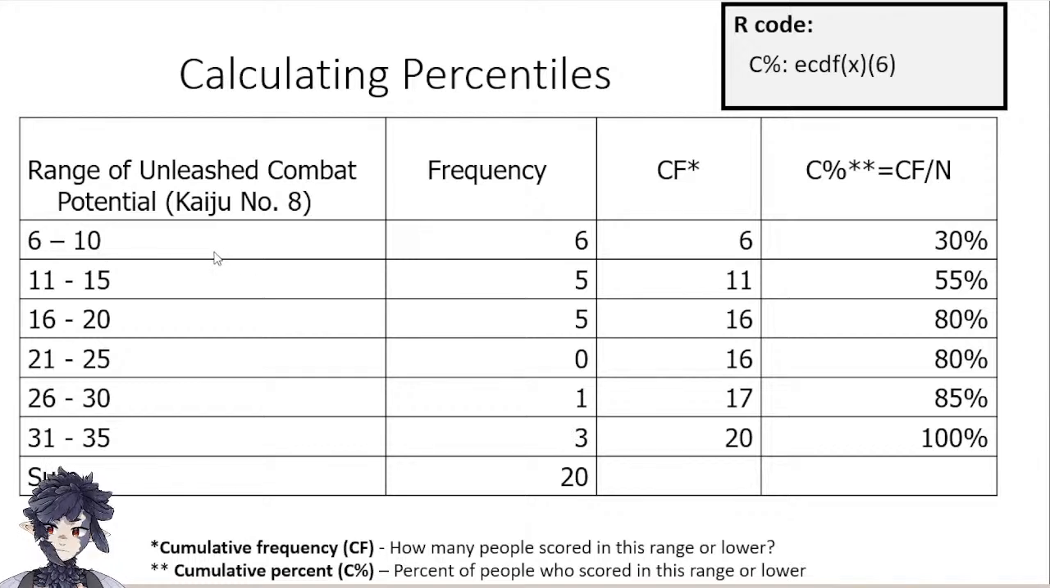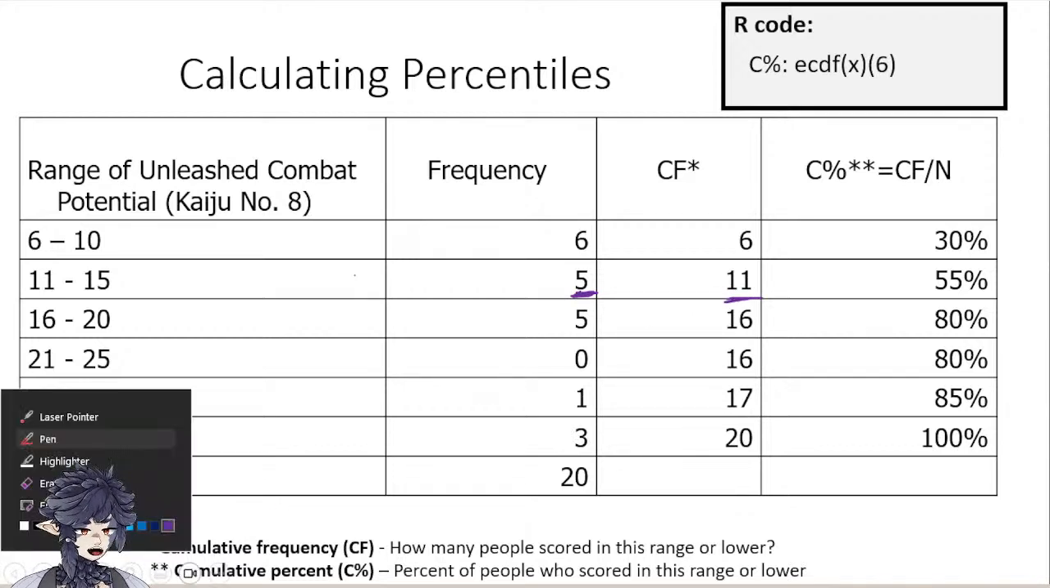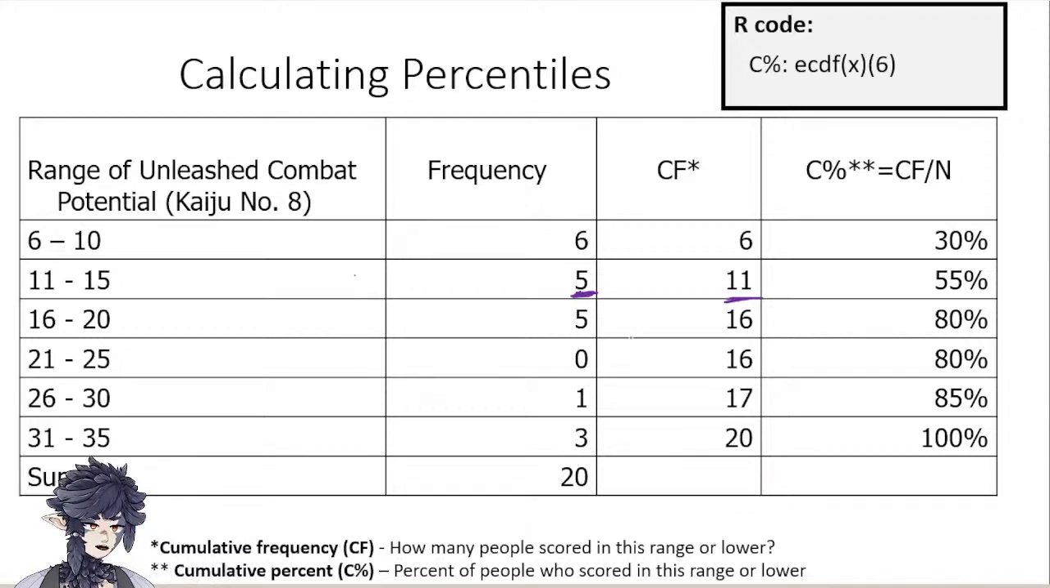So the lowest range we have is 6 through 10. That had 6 people in it. 6 people are in this range or lower. But if we move to the range of 11 to 15, 5 people are in that range. The cumulative frequency becomes 11. I want you to take a moment and think about how we got this number 11. Where you think it came from.